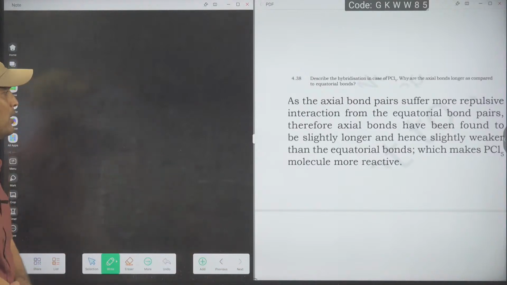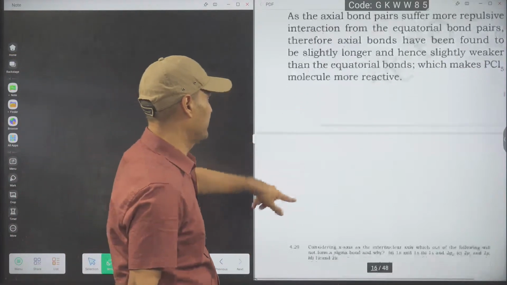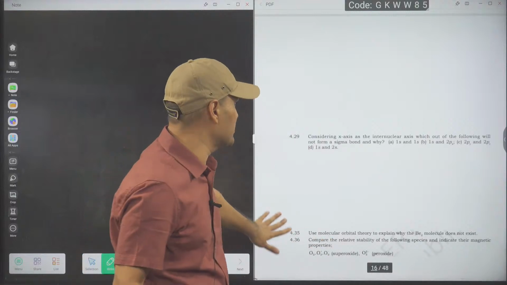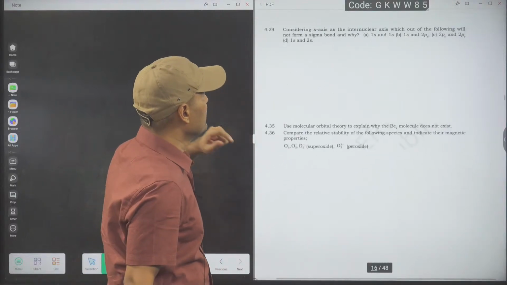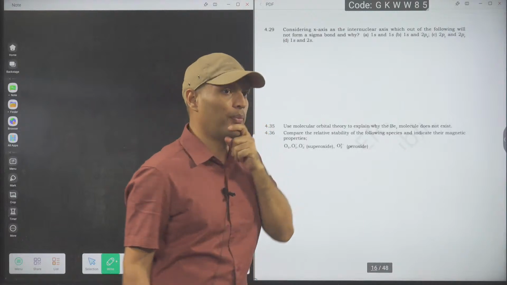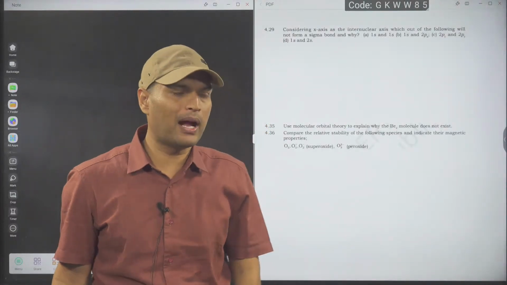Okay, no problem. Some periodic table things are also there. See at least these questions. Now see, they are talking about bond. Do you know some bonding part?